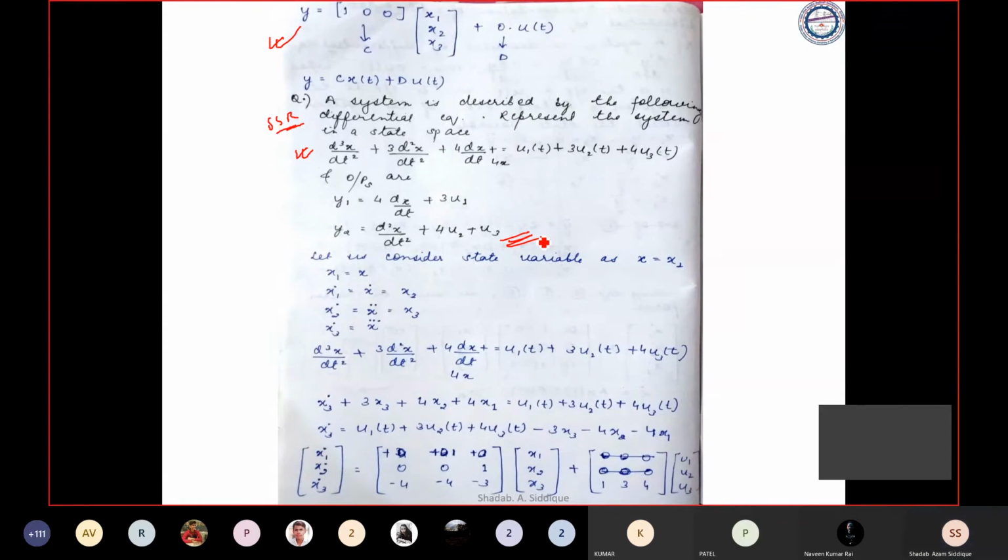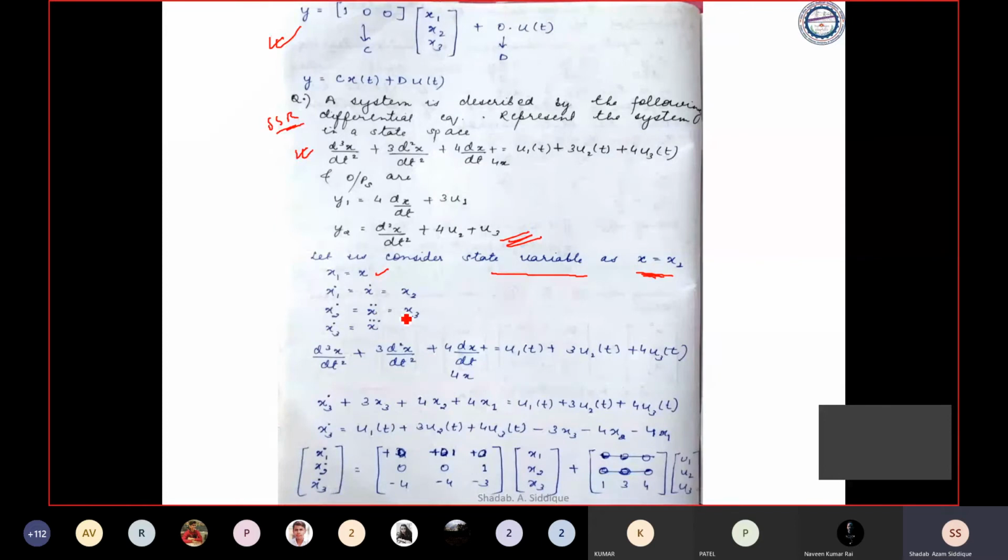Okay, no doubt. So now we will try to discuss this problem. We have considered the state variables x1 equal to x, and so x1 dot is equal to x dot, which is equal to x2. That is an assumption. x2 dot is equal to x double dot, which is equal to x3. Okay, that is an assumption.